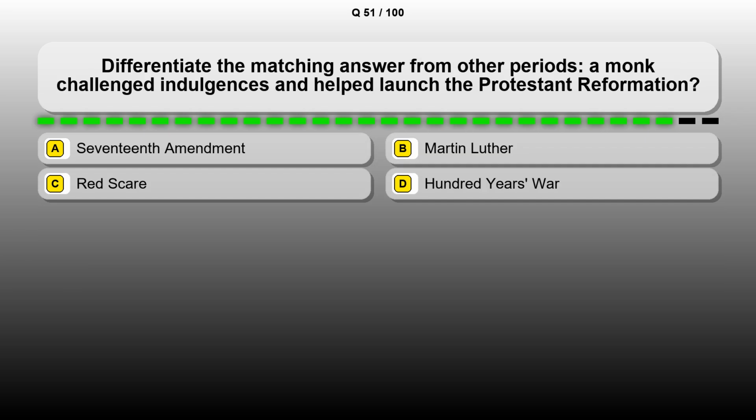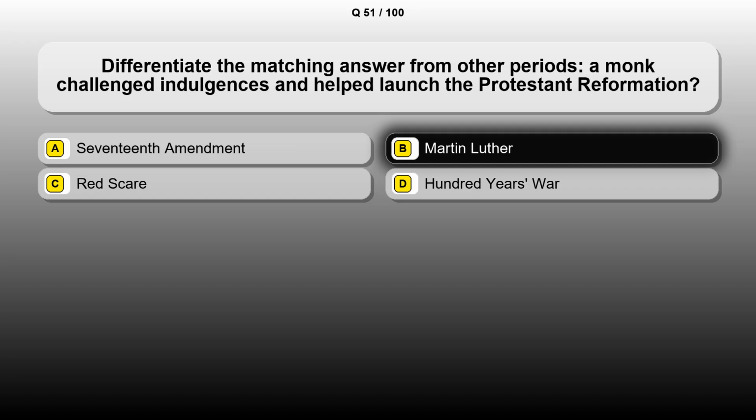Question 51. Differentiate the matching answer from other periods. This figure challenged indulgences and helped launch the Protestant Reformation. Option A, 17th Amendment. Option B, Martin Luther. Option C, Red Scare. Option D, 100 Years' War.